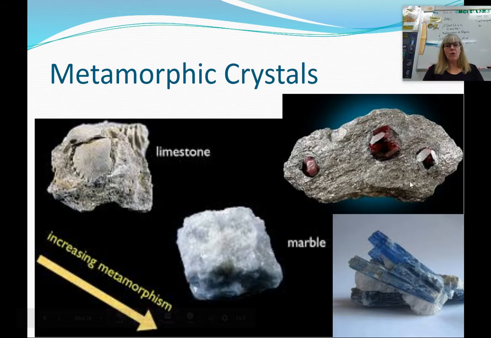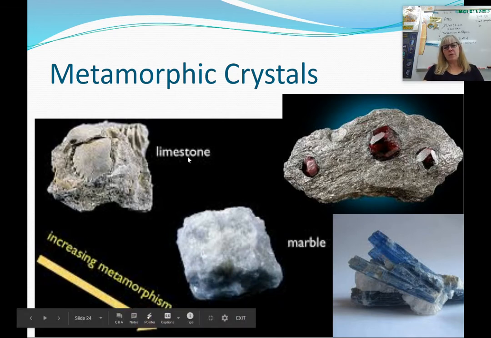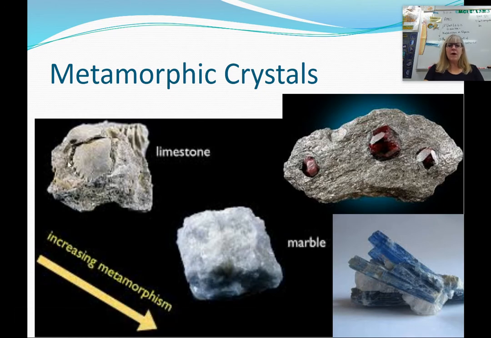So here's some cool metamorphic crystals. We'll look at these when we do metamorphic rocks, but this is a rock we call a limestone. It's made from organisms that can be big, like you see this big shell, and they can be tiny little organisms in the ocean waters that make their little teeny shells out of calcium and carbon and oxygen that's in the ocean water. And when they die, they fall to the bottom of the ocean and they build up over time and make a rock we call a limestone.